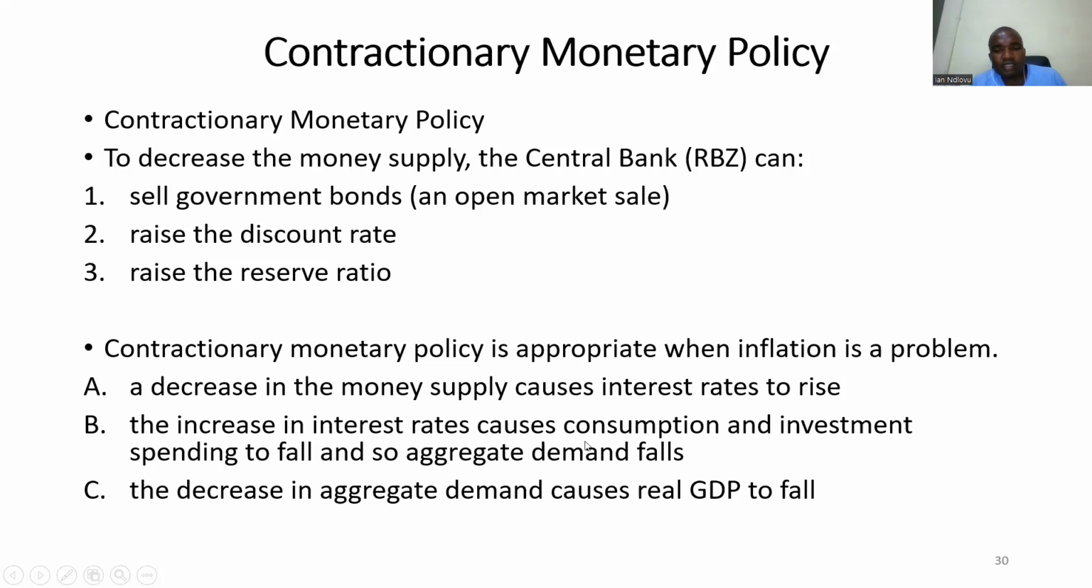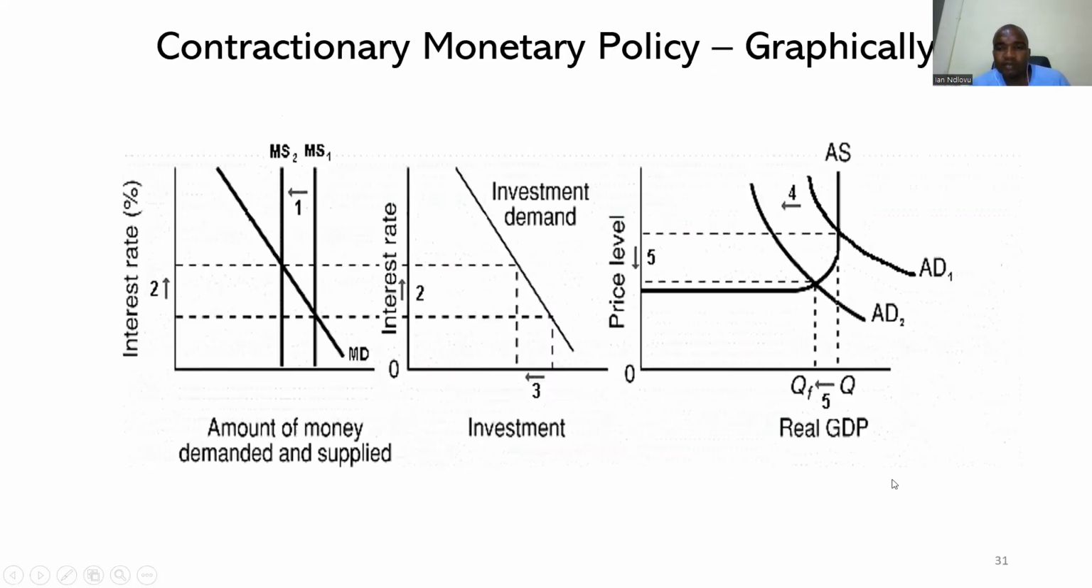And the increase in interest rates causes a decline in consumption and investment spending in an economy, thus dampening or decreasing aggregate demand, ceteris paribus. The decrease in aggregate demand has the effect of decreasing nominal GDP or even real GDP. But it's a strategy of reducing inflation in an economy.